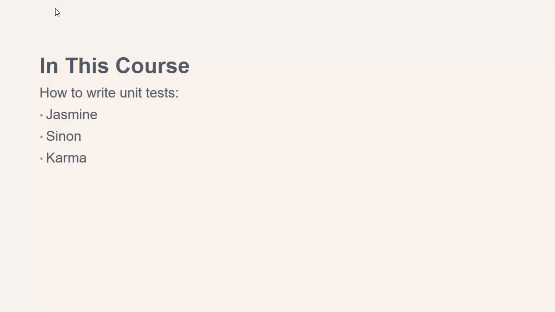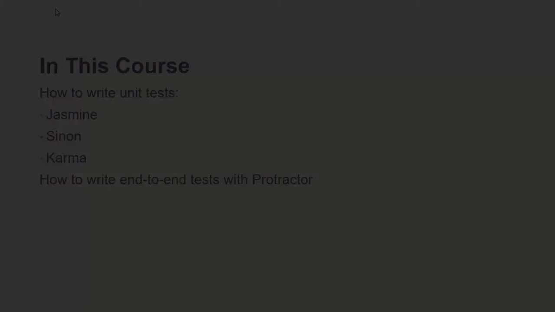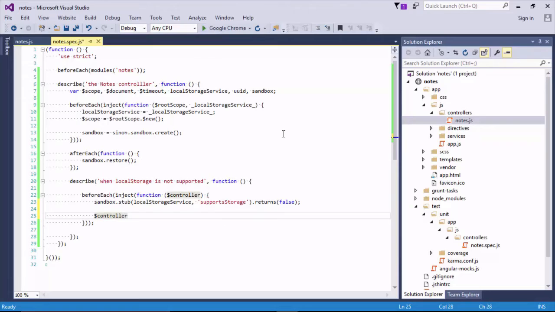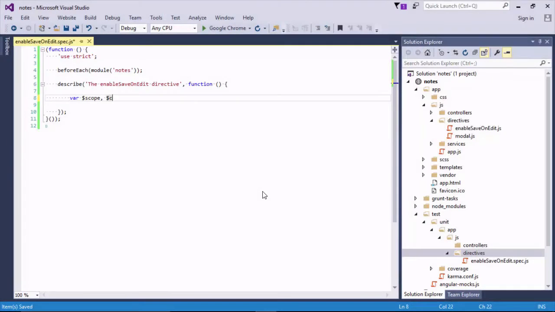We'll also see how we can write end-to-end tests using Protractor, which automates the driving of a browser to test the user interface. In the next lesson, we'll get started and see how to unit test controllers. We'll see how to create a new scope and how to create the controller and associate it with a scope. We'll then move on to look at how we test directives.